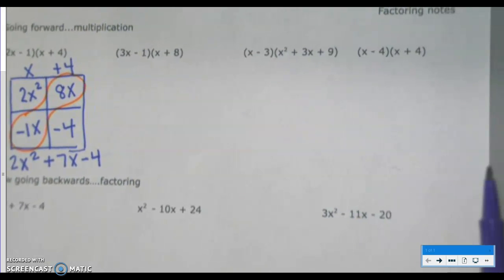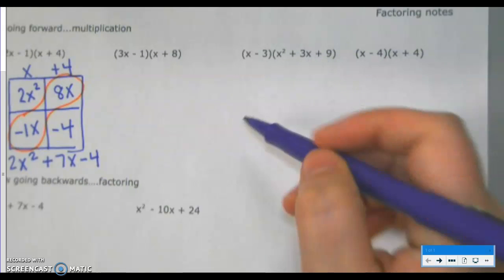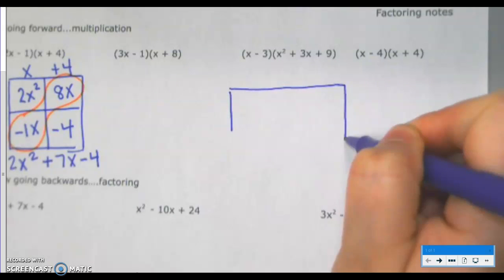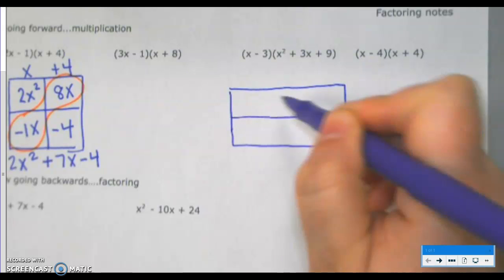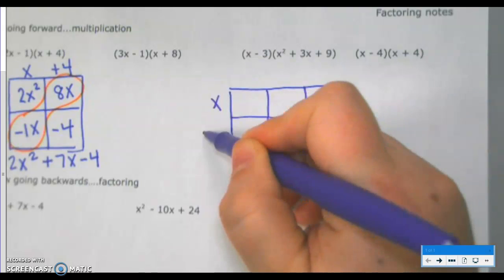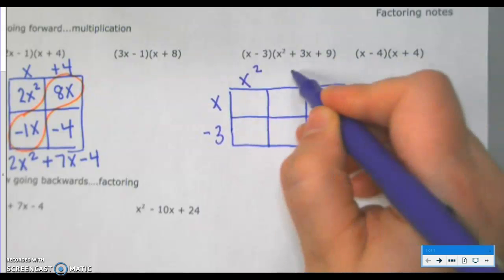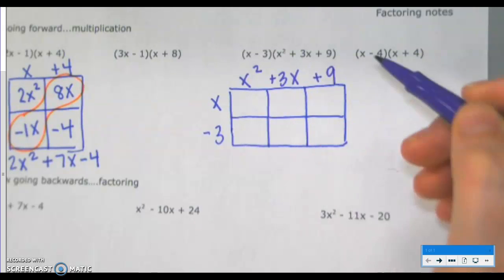I will do this next one for you. This is a binomial and a trinomial. So I am going to need a 2 by 3 box for this one. 2 because of the x minus 3 being a binomial, and I need 3 boxes going across for the x squared, the positive 3x, and the positive 9.